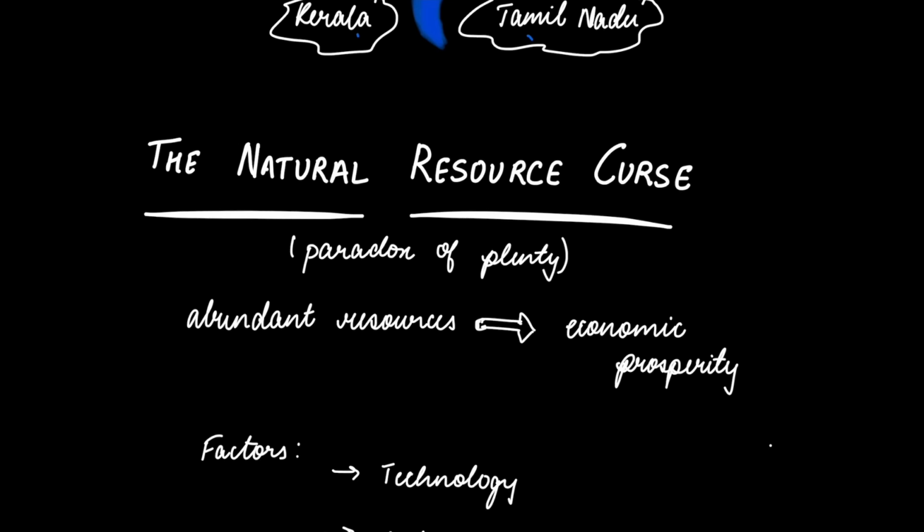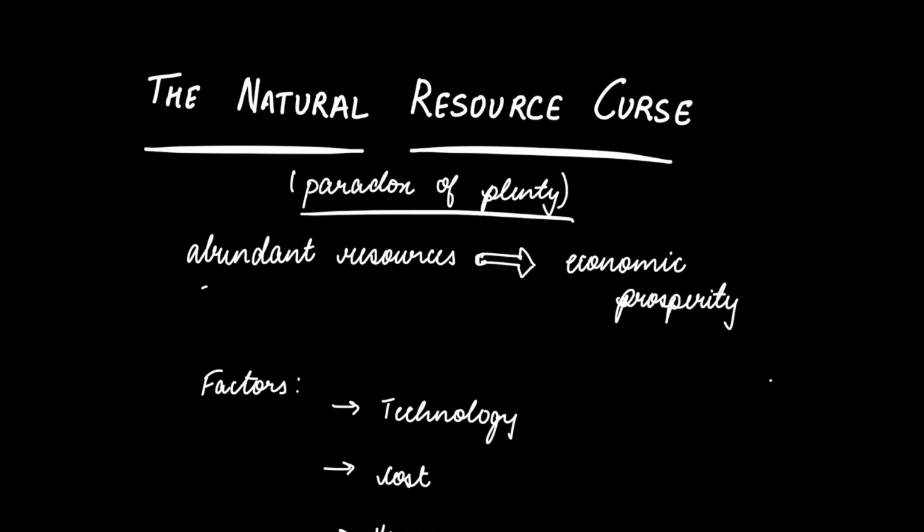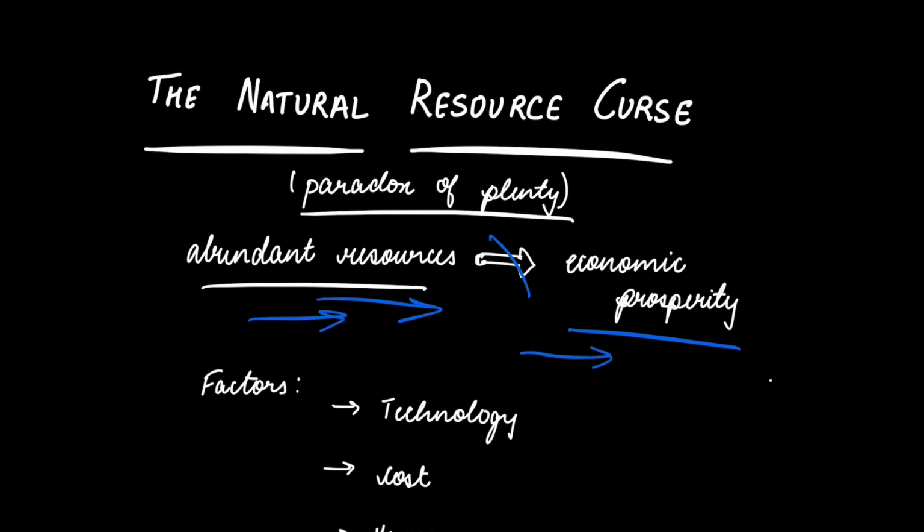And the next part is the natural resource curse. It is also known as the paradox of plenty. This is the name given by scientists. So what is it? When there are abundant resources, it will not always imply that you will have economic prosperity. Abundant resources can bring economic prosperity, either in the form of employment or economic growth, and all these things are fine. But it is not always certain that abundant resources will give rise to economic prosperity. It is not always true. So it is important to remember that it is not always true.